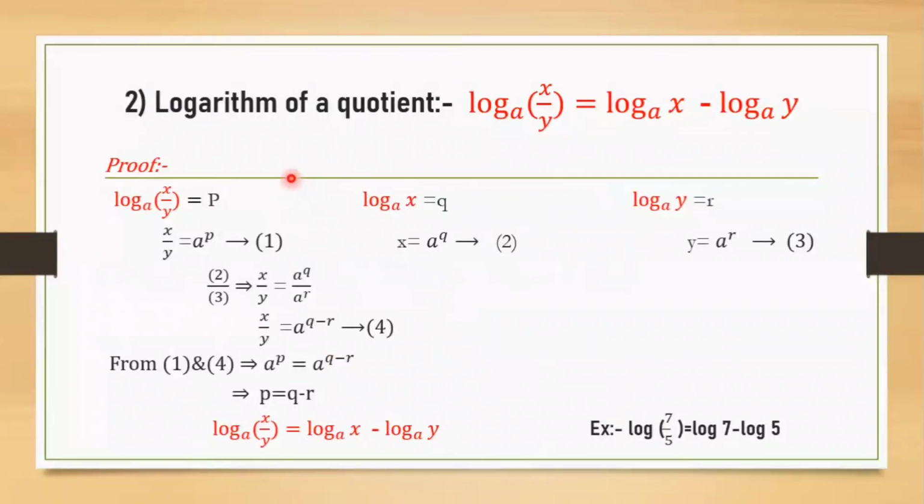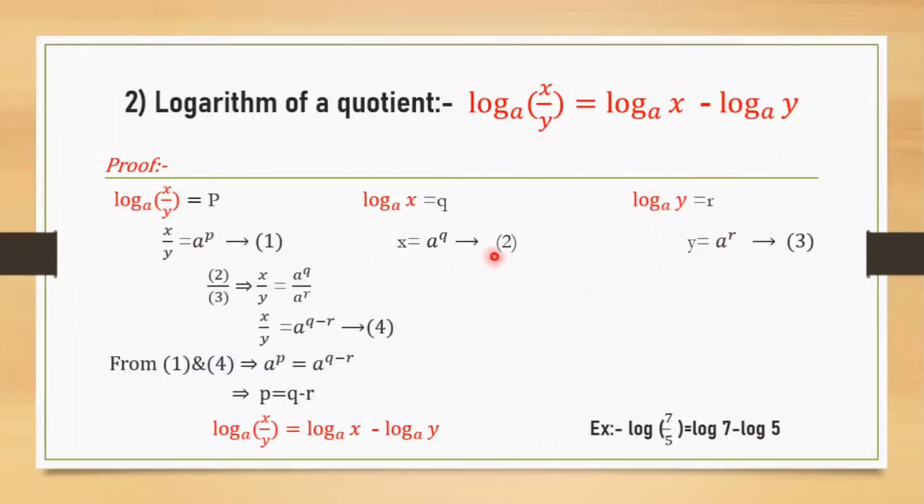Next, proof of logarithm of a quotient. Log of x by y equals log x minus log y. Let us assume the left hand side as p, and the right hand side, log x to the base a as q and log y to the base a as r. After writing it into exponential forms, x by y equals a to the power of p, x equals a to the power of q, and y equals a to the power of r.